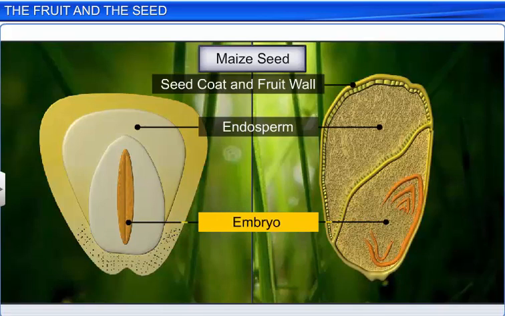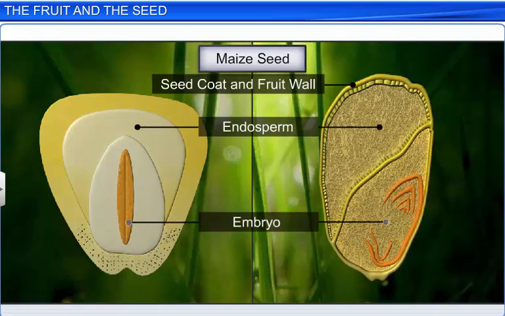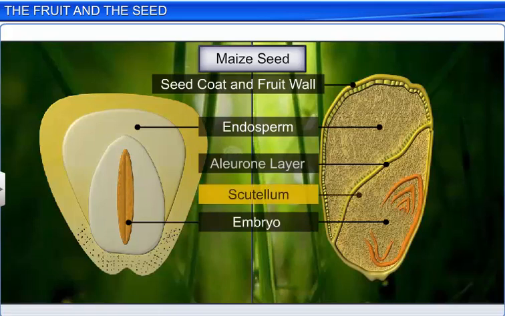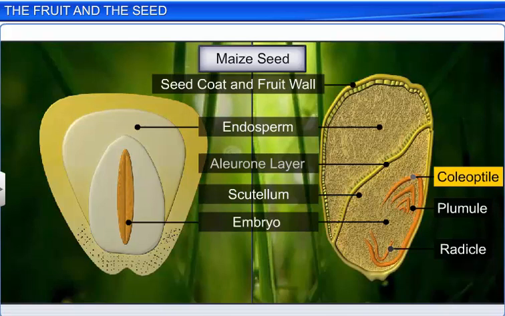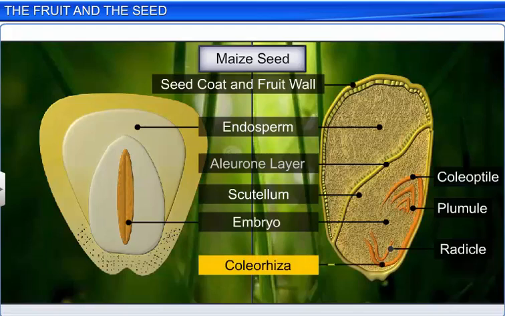The embryo is separated from the endosperm by a proteinous layer known as the aleurone layer and is made up of a single large shield-shaped cotyledon called the scutellum. The embryo also has a short axis with a plumule and a radicle. The plumule is enclosed by a sheath called the coleoptile, and the radicle by a sheath called the coleorhiza.